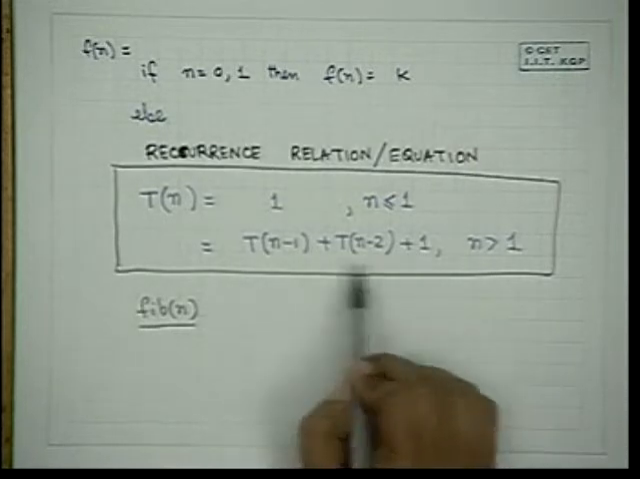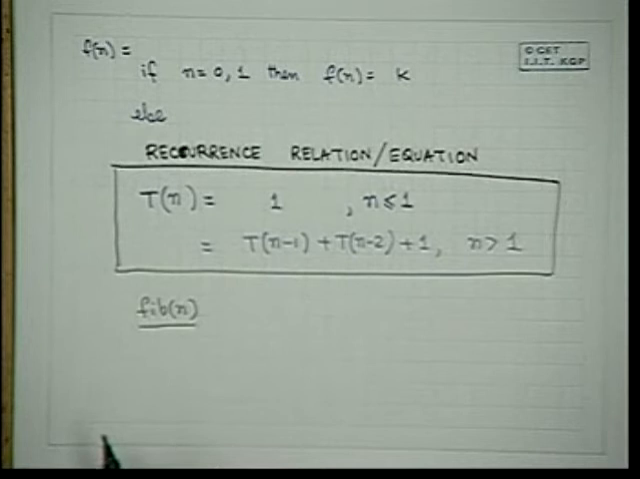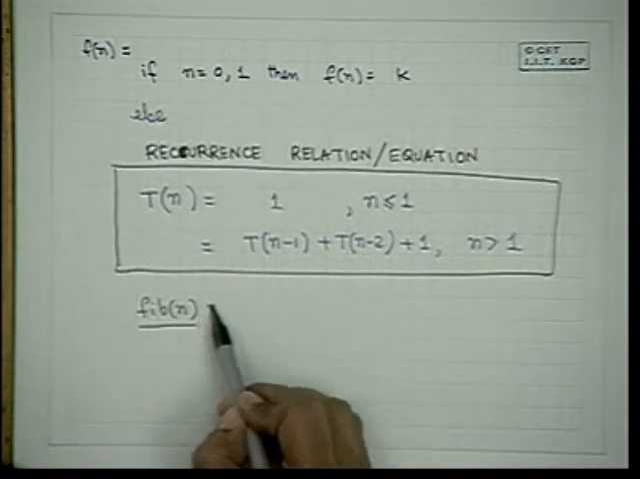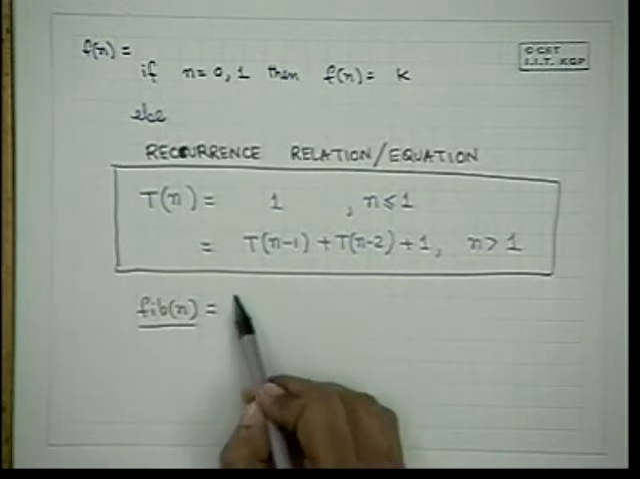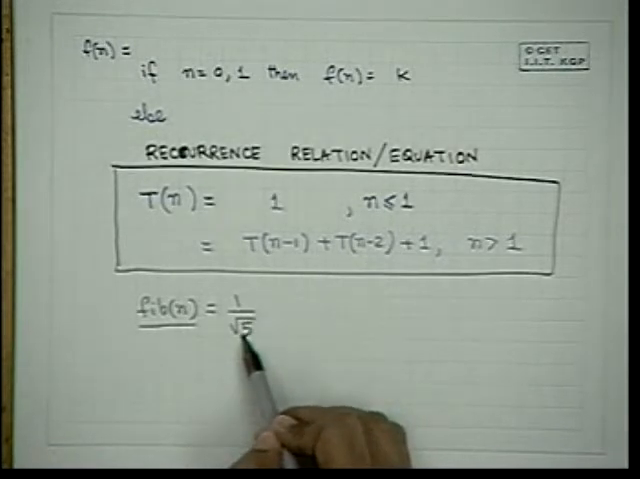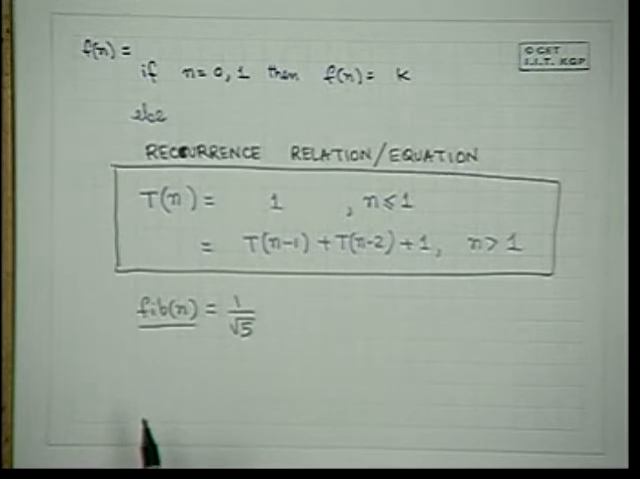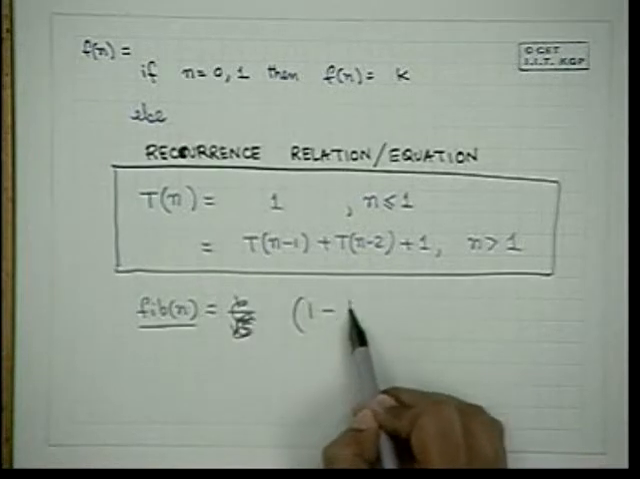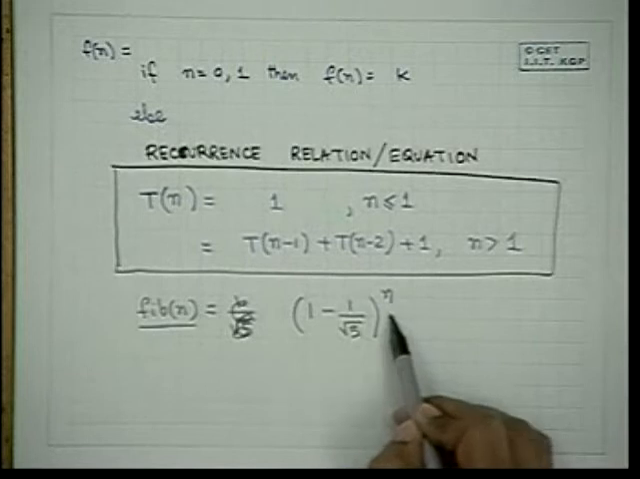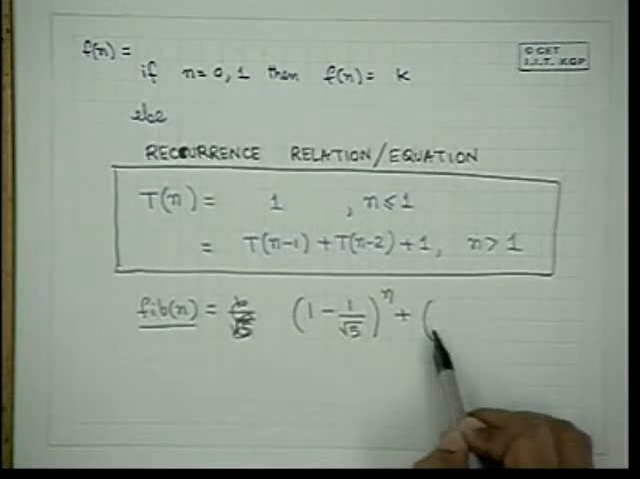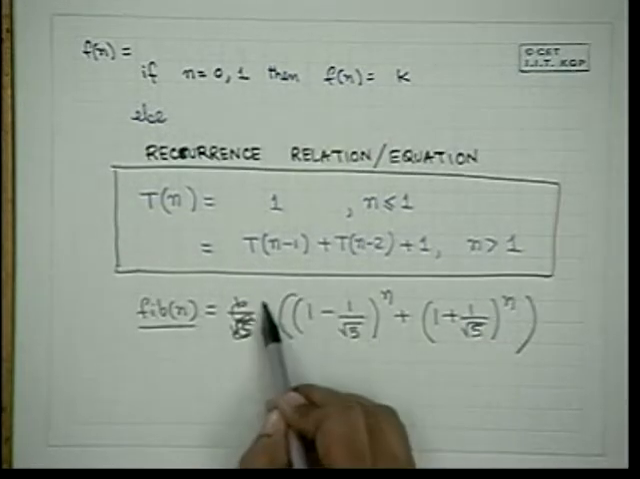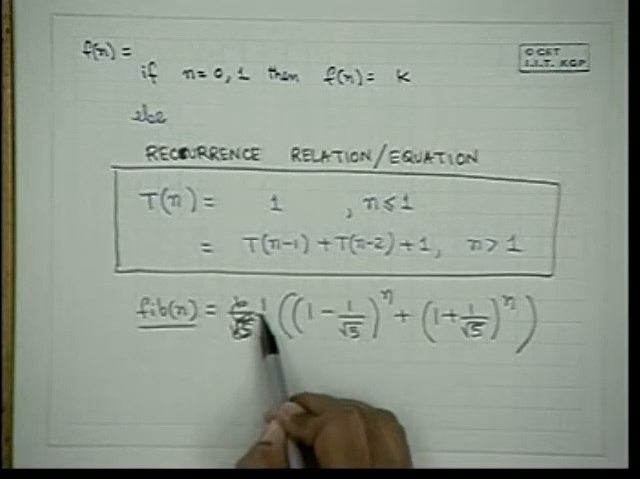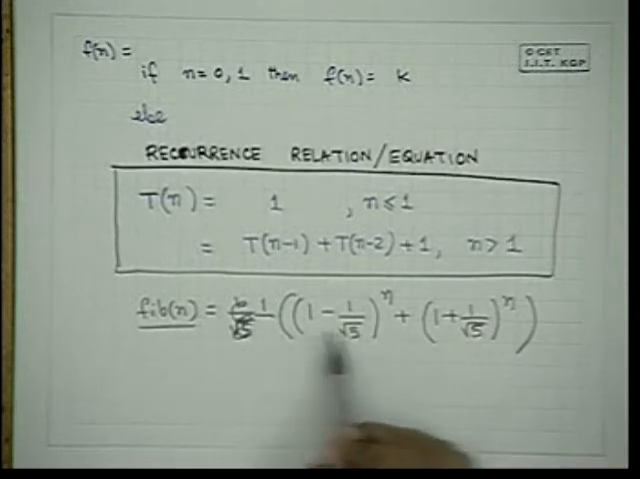See, it looks very similar to Fibonacci numbers itself. By the way, do you know what is the value of Fib n? 1 by root 5, 1 minus 1 by root 5 to the power n, plus 1 plus 1 by root 5 to the power n, the whole, one by 2 root 5 or something like that. It is like this, something like, it's called a golden number.